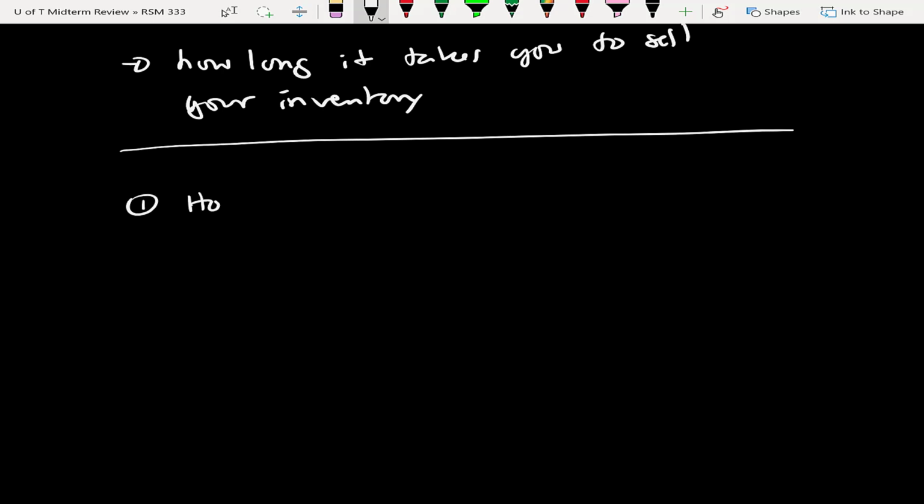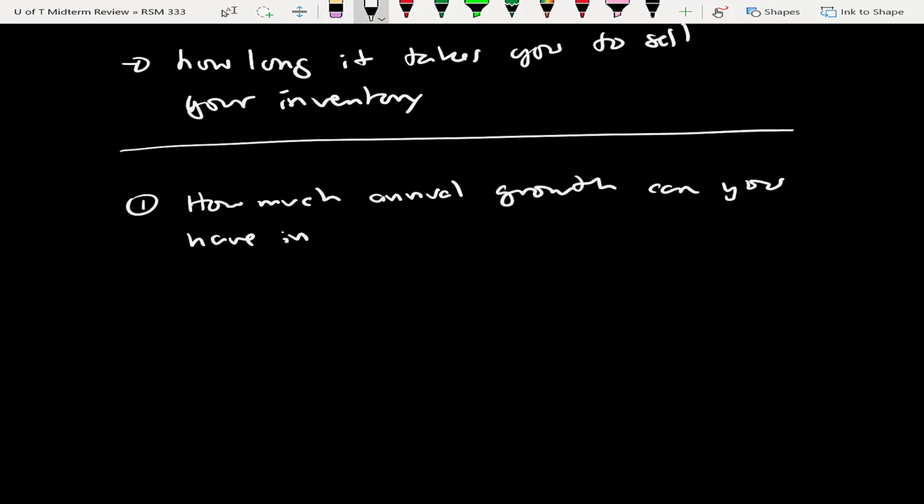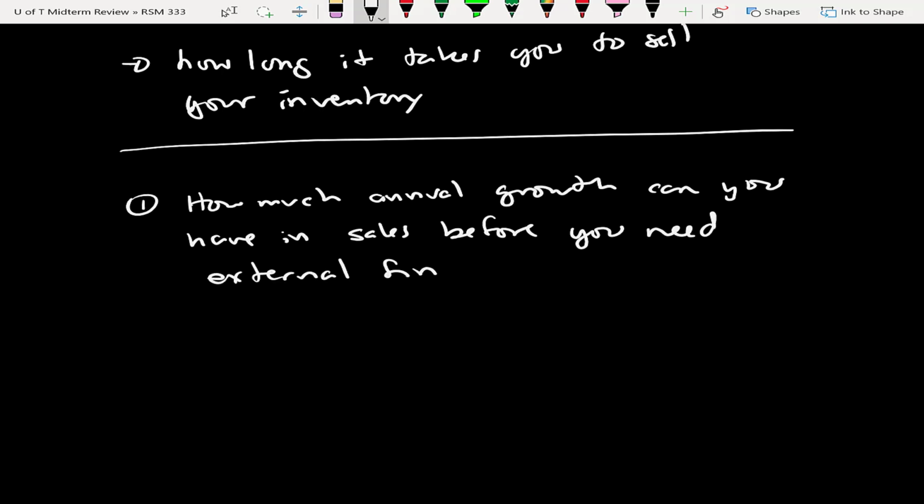Okay? How much annual growth can you have in sales before you need external financing? Okay, and external financing is basically equity or debt.